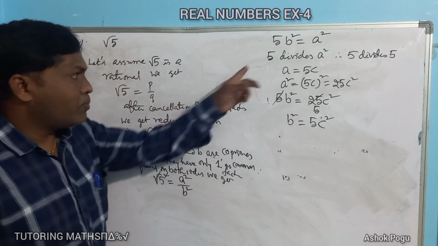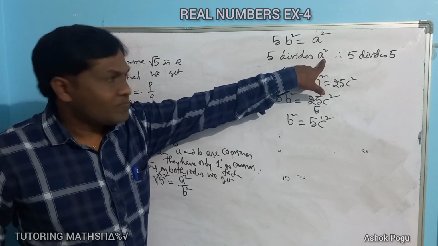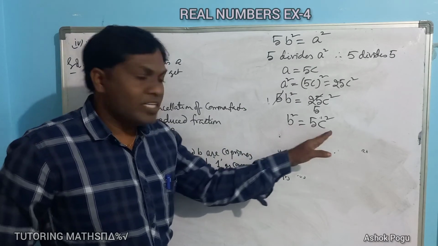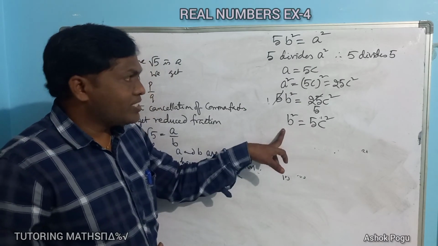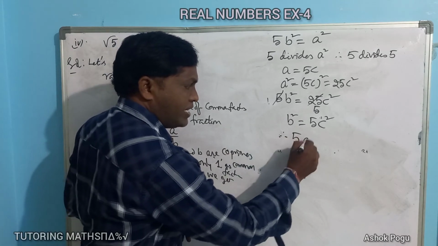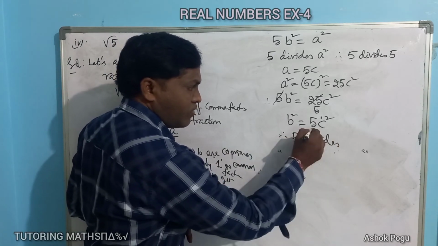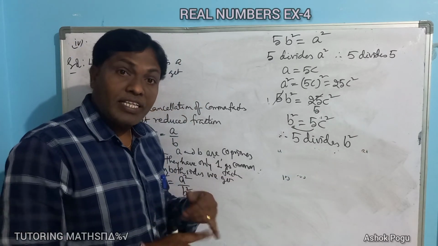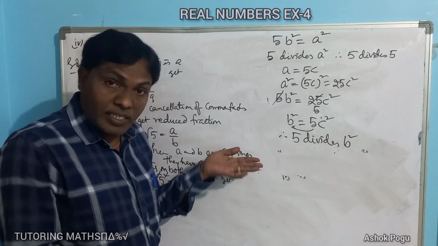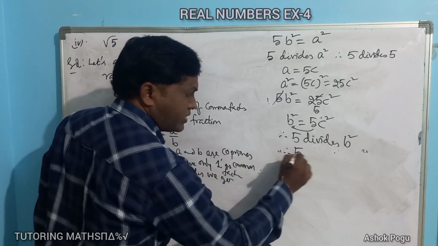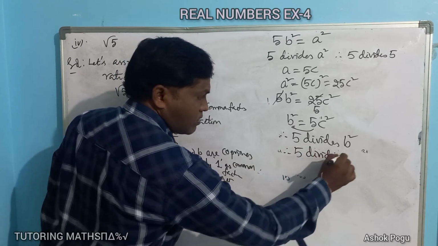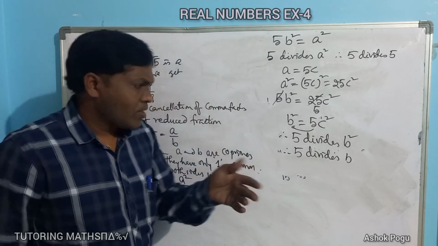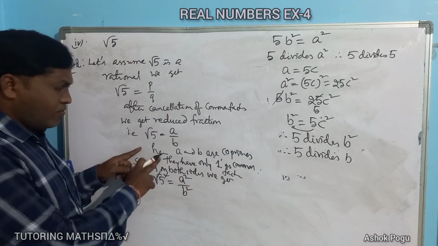Once again, observe everybody. 5 divides a square, isn't it? Now finally we got b square is equal to 5c square. So 5 divides b square. If 5 divides b square, then 5 divides b too. It's very clear. So already we have got 5 divides a.